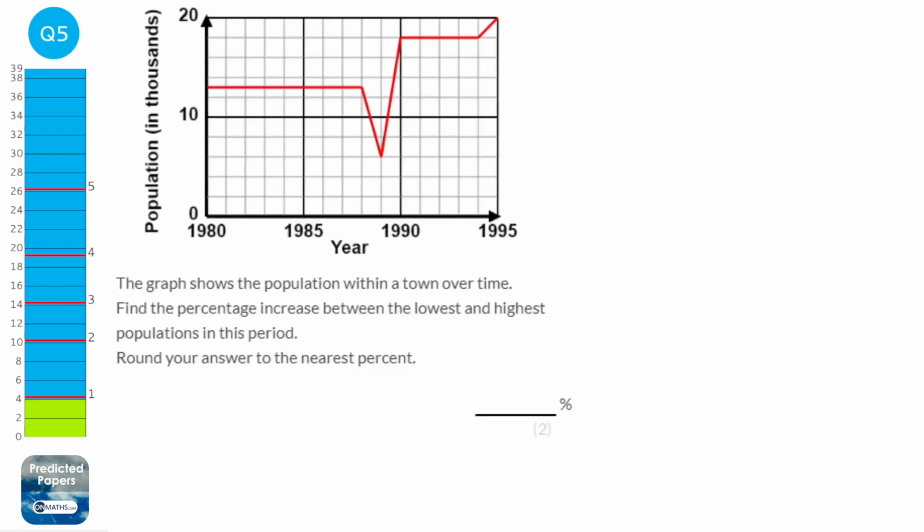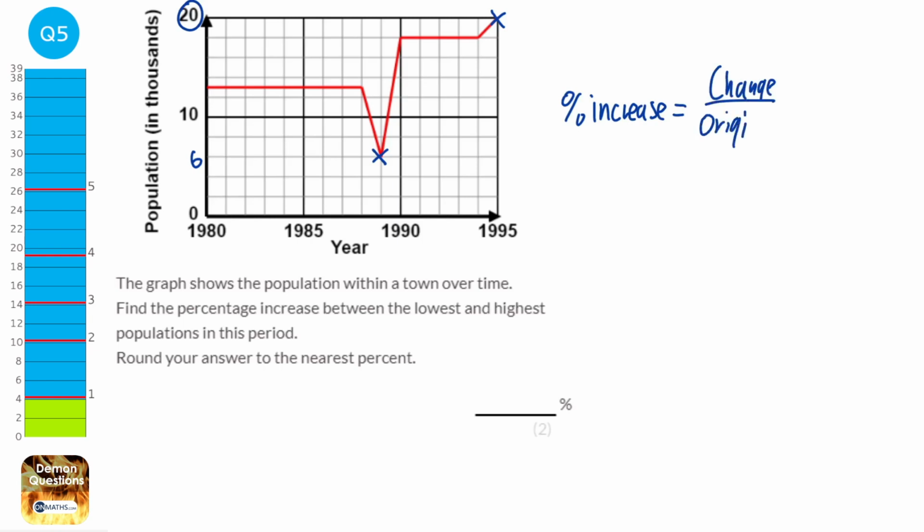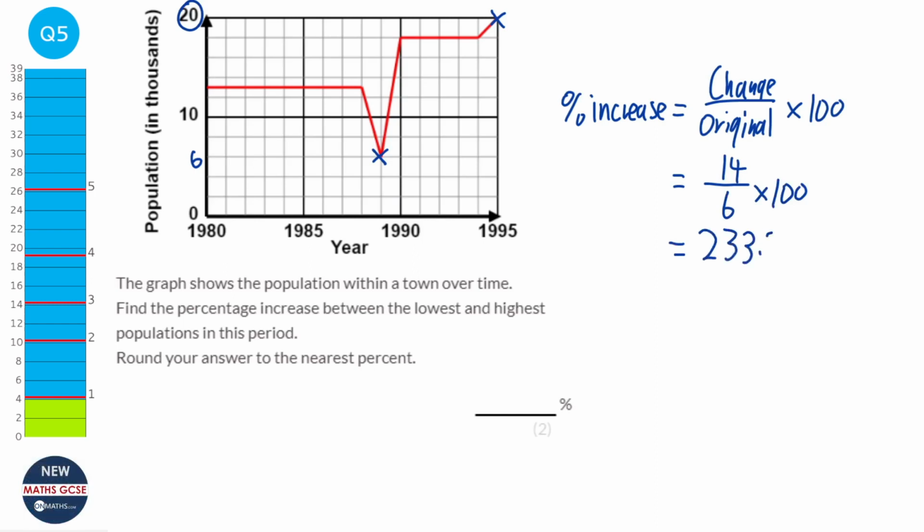The lowest point on this graph is here, and that's at point 6, and the highest point is here at point 20. And we're looking for percentage change or percentage increase, and the formula is change over original times 100. So the change between the 6 and the 20 is 14. The original, the starting point, was the 6, and times by 100. And that gives us 233.333 and so on percent.